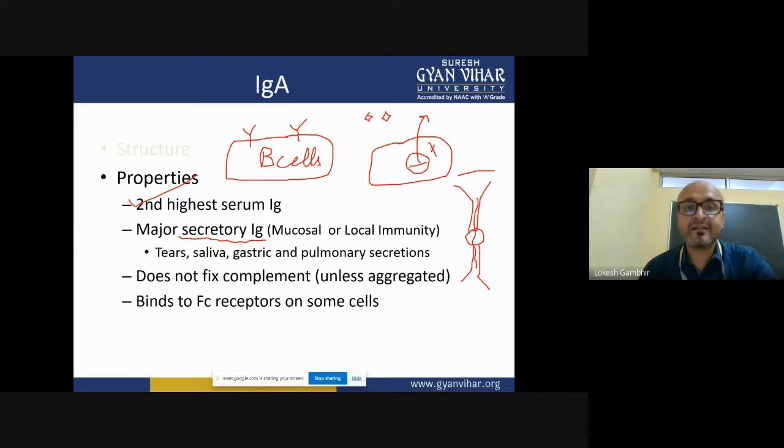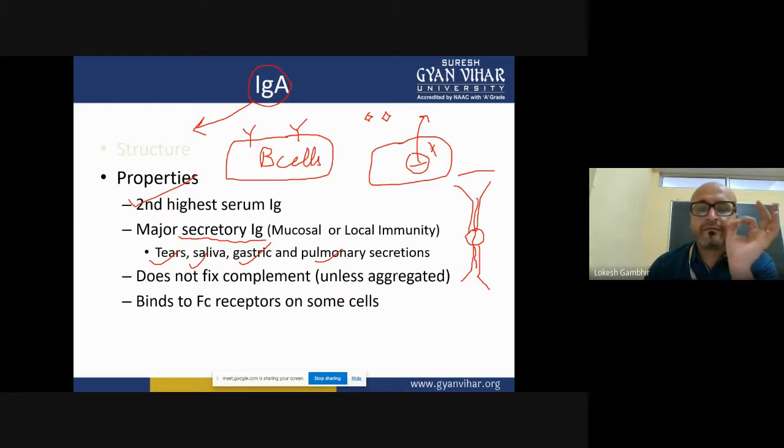So that secretory component that we are adding is responsible for its secretion outside the cell. And that is the reason this IgA is present in secretions of your body, like tears, saliva, gastric secretion, pulmonary secretion. All the secretions of the cells, this immunoglobulin is actually responsible for fighting in those secretions. How that particular part is achieved, we will come to that part.